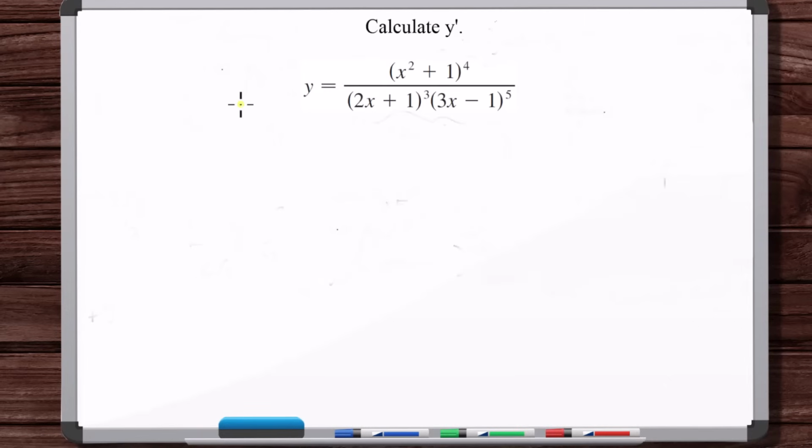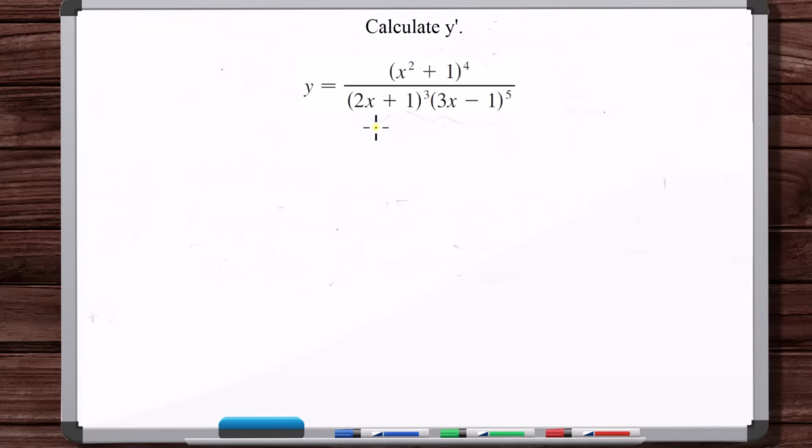Okay, so again, these are completely random. We're not starting with the easy problems first. There are these 50 derivative problems that are given as review. We're going to work all 50 of those, and I'm just pulling from them randomly. Okay, so let's find y prime.